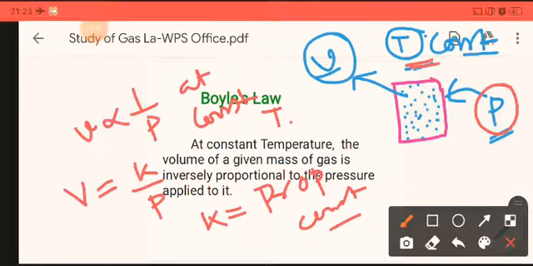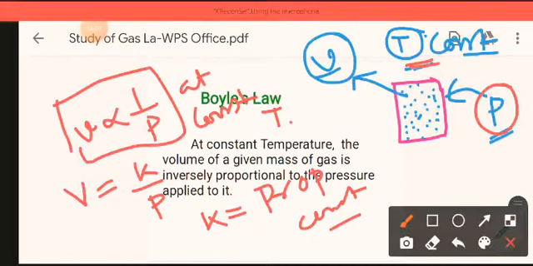At that point the temperature will be constant. So we can say V is inversely proportional to P, that is, V is proportional to 1 by P. While removing the proportionality sign we add a proportionality constant, so V is equal to K by P.